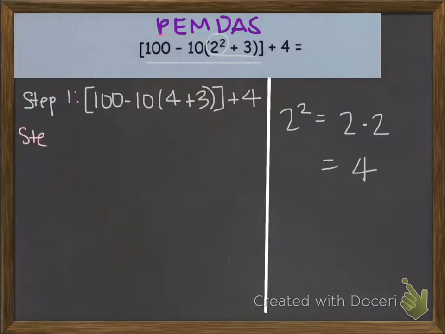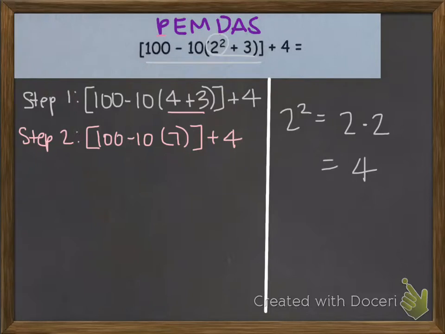So I'm going to write step 2. The next thing I need to do is I still need to solve whatever's inside the parentheses or the brackets. So I need to solve this right here, 4 plus 3. Well, I know that's 7, so I'm going to rewrite my problem. 100 minus 10, and then that 7 is still in the parentheses. And then I write the rest of the problem because I have not solved for those things yet.